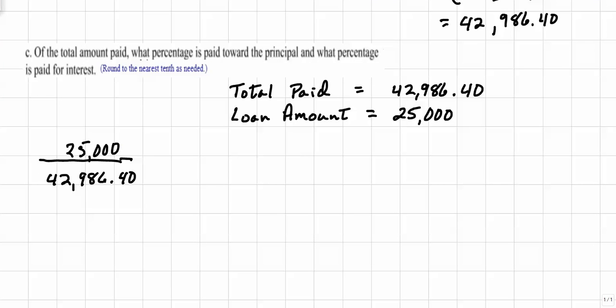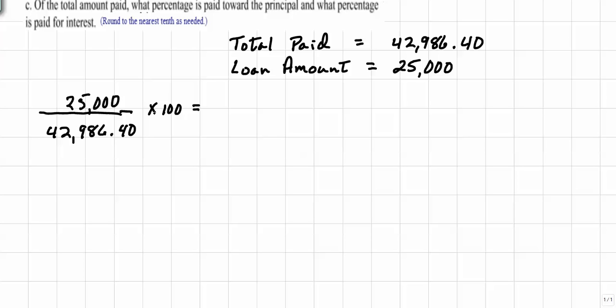And then we're going to multiply that by 100. And that's going to give us the percent that 25,000 is of $42,986.40. So when we type this into the calculator and click enter or equals, we're going to end up with 58.16%. And the problem says round to the nearest tenth as needed, so we're going to say this is actually 58.2%.